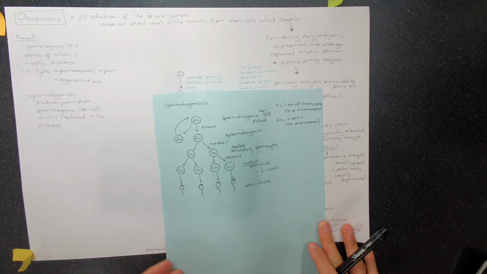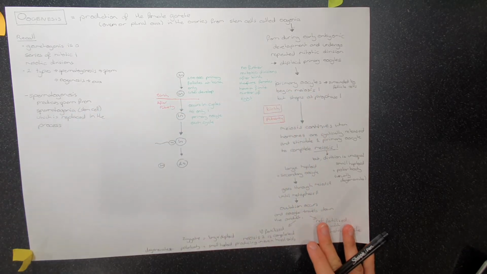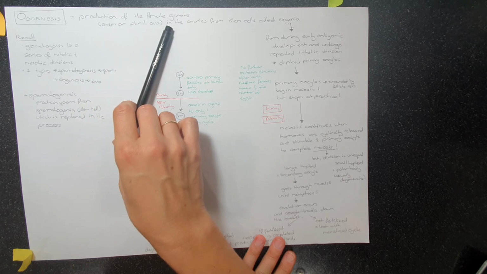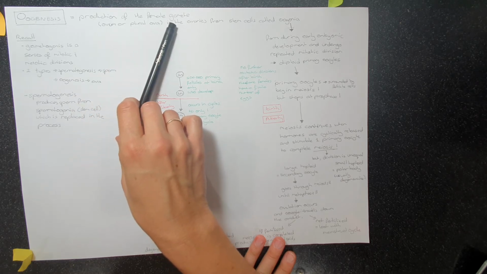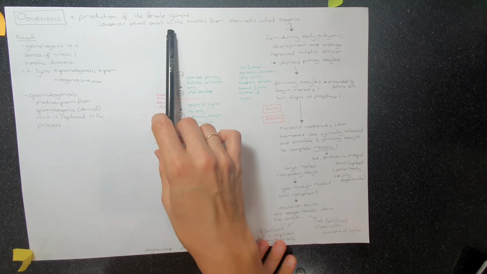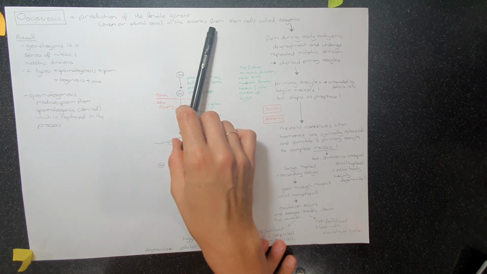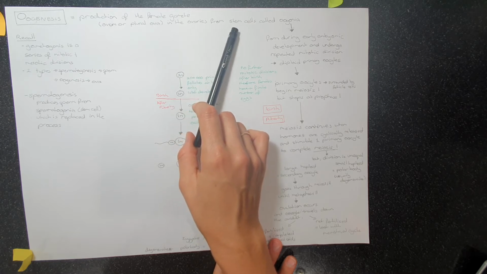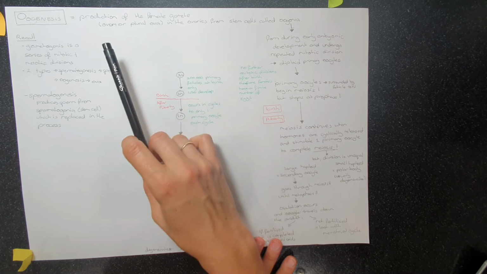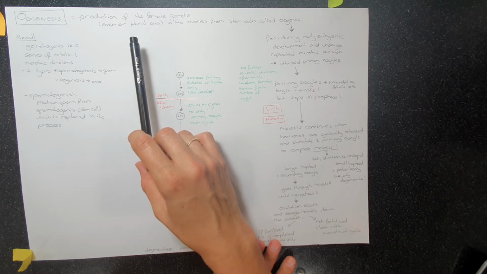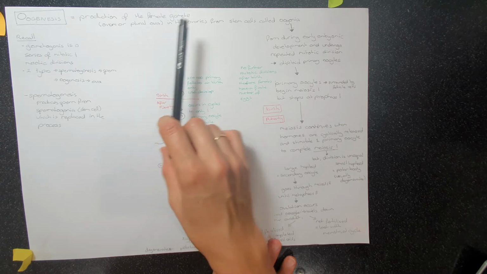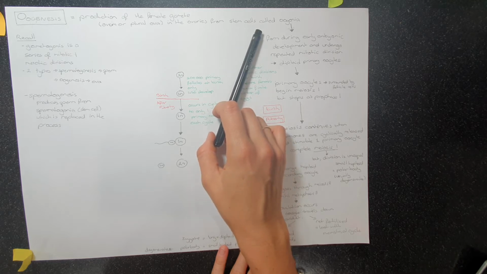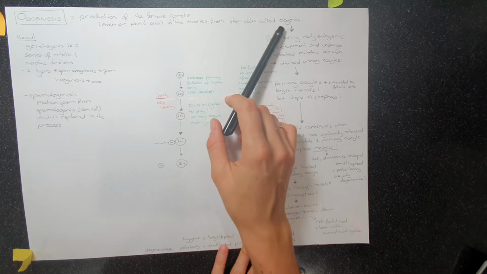Okay, let's have a look at oogenesis. Oogenesis is the production of the female gamete. Gamete or sex cell, same thing. This occurs in the ovaries, and just like in spermatogenesis, it occurs from stem cells. In spermatogenesis the stem cells are spermatogonia, and in females, the stem cells that create the female gametes are called oogonia.